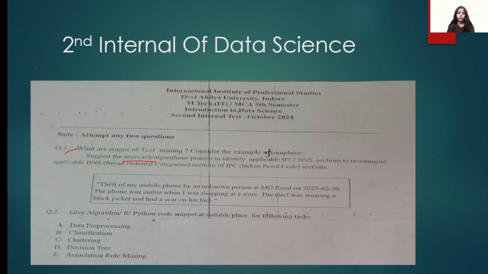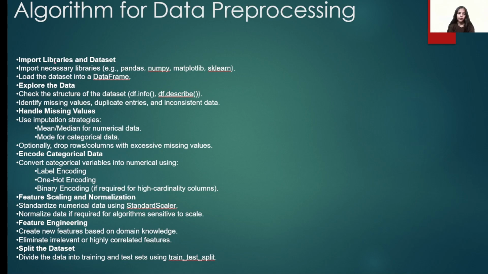Now let's see the second question of our internal, which is: give the algorithm suitable for the following tasks. First is data preprocessing, classification, clustering, decision tree, association, and mining. First, we will see data preprocessing. Here, the algorithm for data preprocessing is as follows.